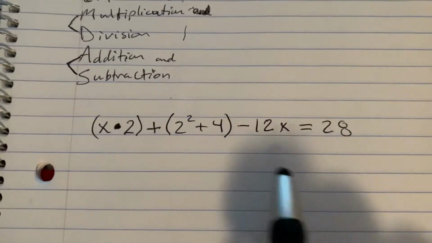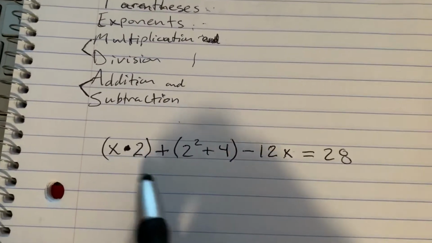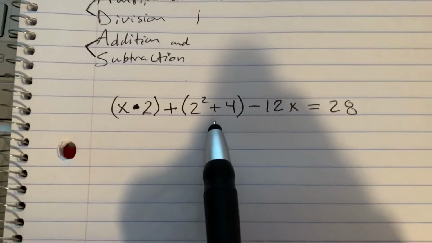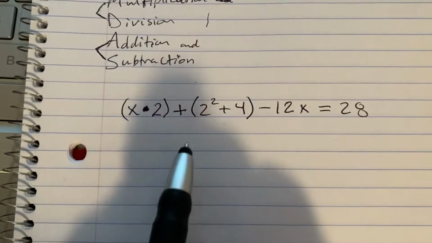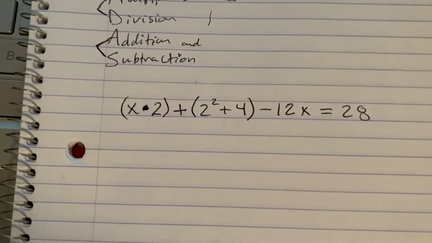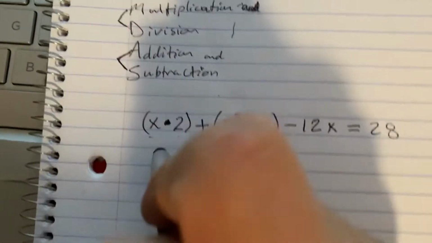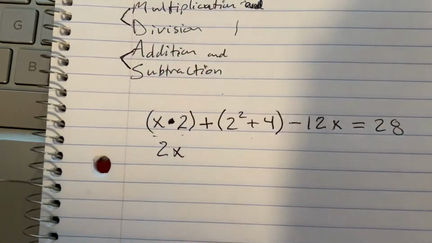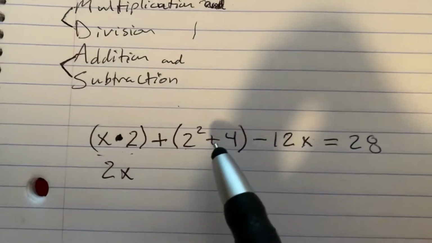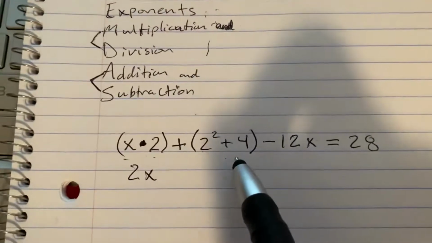First up is parentheses. So what we want to do is find the parentheses. Here we have a parenthesis and here we have a parenthesis. So we're going to do what is inside of these parentheses first before we do anything else. So here we have x times 2. So x times 2, we get 2x. In this parenthesis, we're going to use the order of operations again, so only strictly within this parenthesis.